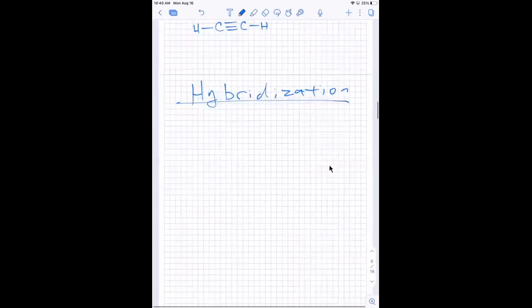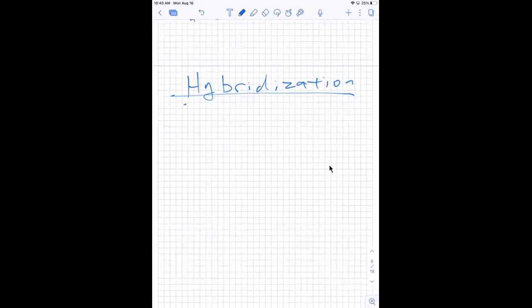So hybridization is, for lack of a better term, if you watched that video, orbital mixing within an atom. How many of you watched that hybridization video? Two raised hands. All right, that's better than 3. Okay, that's better than 0.